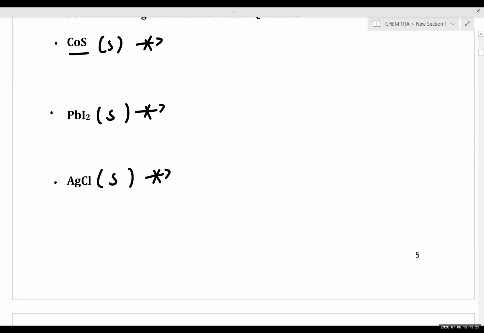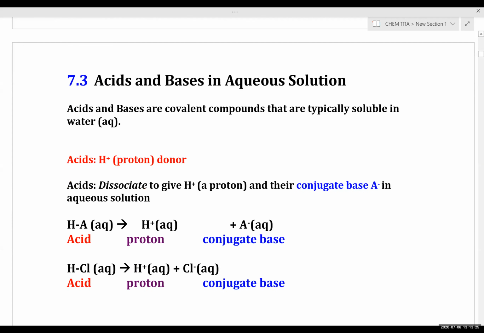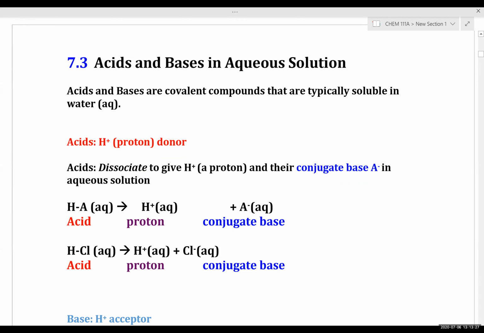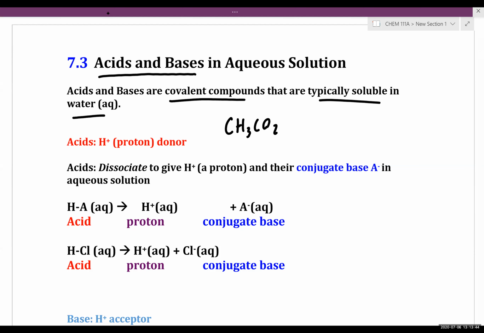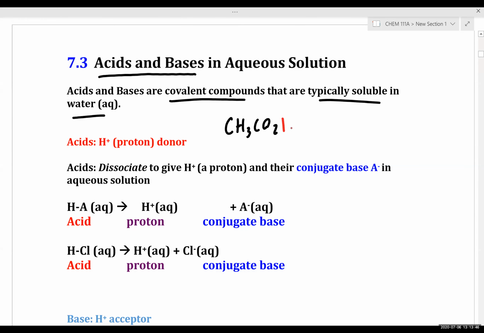So let's elaborate on this idea. We've talked about ionic compounds in aqueous solutions. Now let's talk about acids and bases in aqueous solution. Acids and bases are covalent compounds that are typically soluble in water. An example of this would be acetic acid, CH3CO2H. It is soluble in water, so it has the aqueous symbol. And the key feature of an acid is that it is an H plus or proton donor.